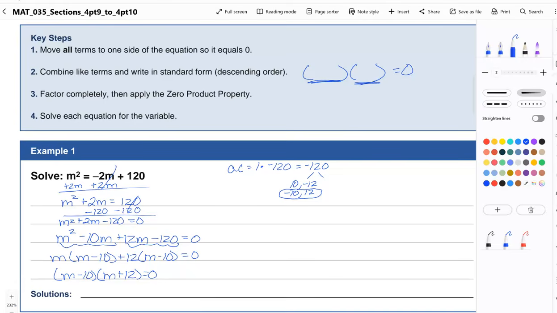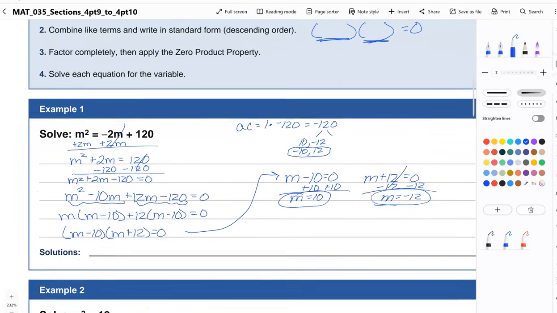We're going to set each factor equal to 0. So I'm going to carry on up here. I'm going to say m minus 10 has to equal 0, or m plus 12 has to be equal to 0. I'm going to add 10 to both sides. So I'm going to get m is equal to 10. Subtract 12 from both sides. I'm going to get m is equal to negative 12. So I'm going to get two solutions again, 10 and negative 12.